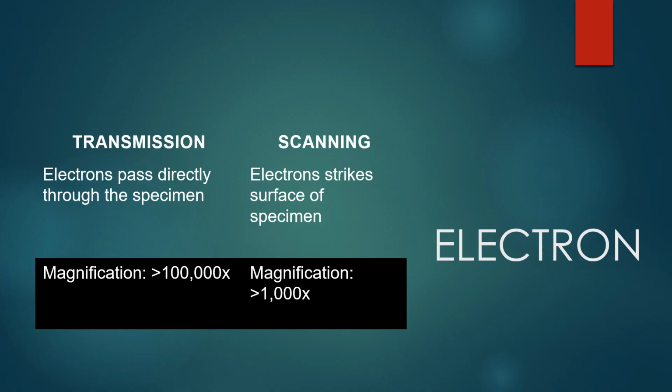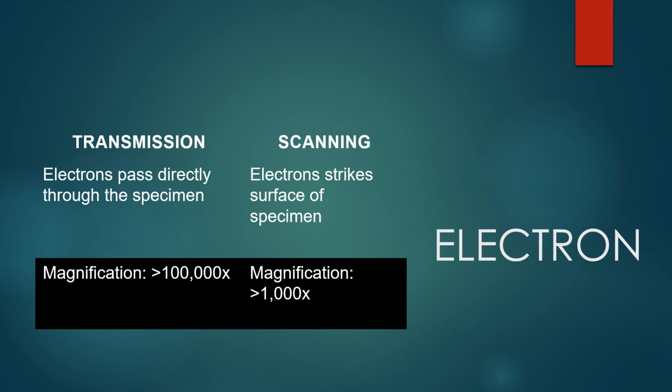And yes, you have your electron microscopy. You have two types of electron microscope: your transmission and scanning electron microscope. They do not utilize a light source. They do not utilize tungsten or tungsten halogen as a light source, but they utilize a beam of electrons to provide us a view or an image.